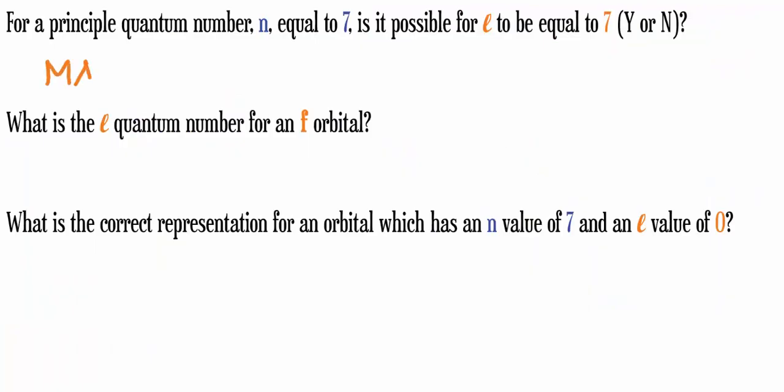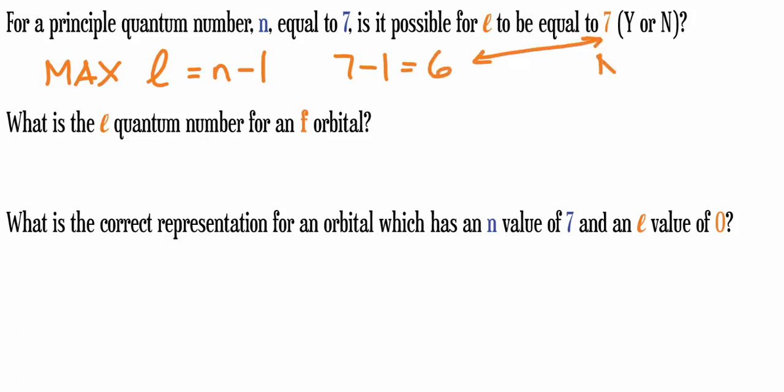Here they go. For a principal quantum number n equal to 7, is it possible for L to be equal to 7? Since L is allowed to be at most n minus 1, 7 minus 1 is 6. 6 would be our max. 7 is not allowed.